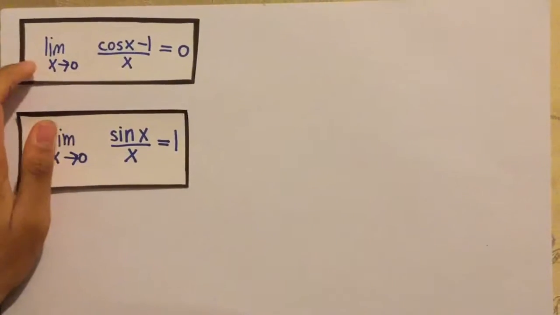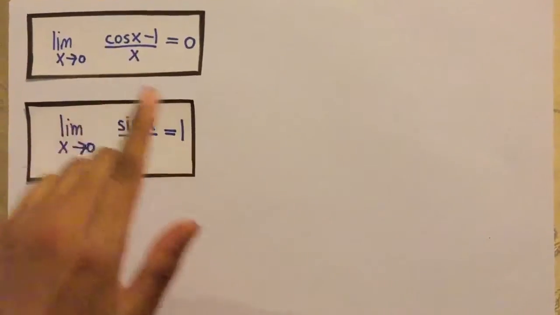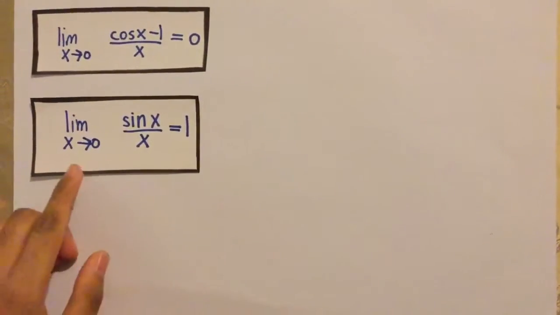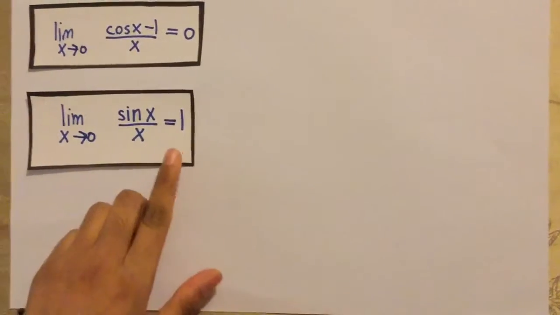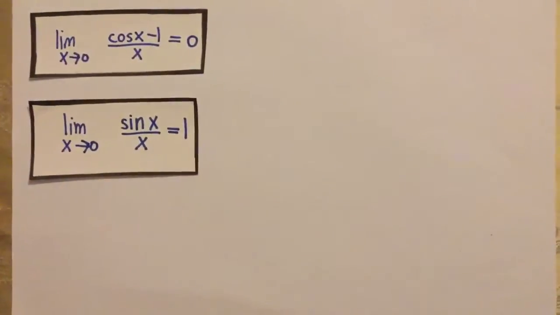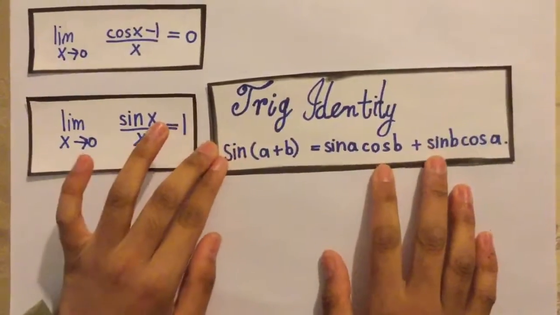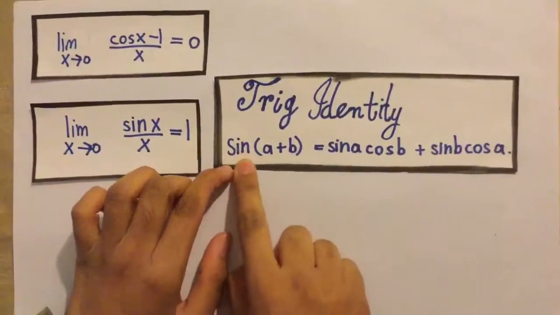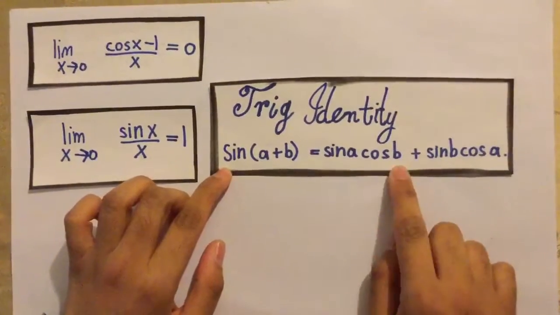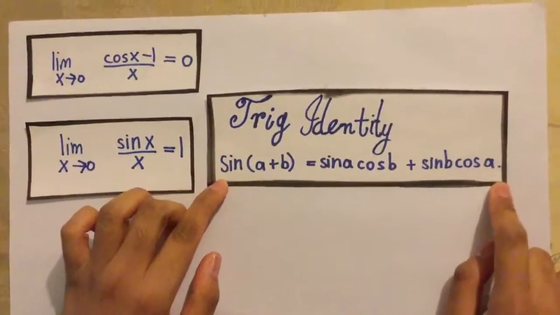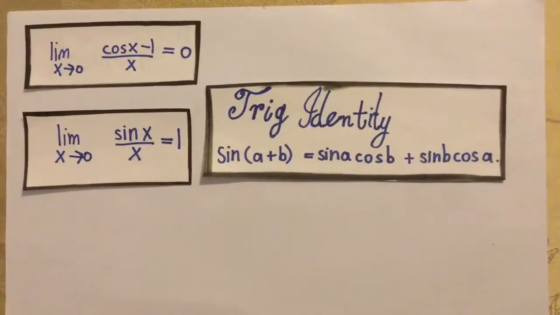Number one, the limit as x approaches 0 of cosine of x minus 1 over x is equal to 0. Number two, the limit as x approaches 0 of sine of x over x is equal to 1. And the third special identity is a trig identity, and it states that sine of a plus b is equal to sine a cos b plus sine b cos a. Now these three will help us in our way to find the derivative of sine of x.